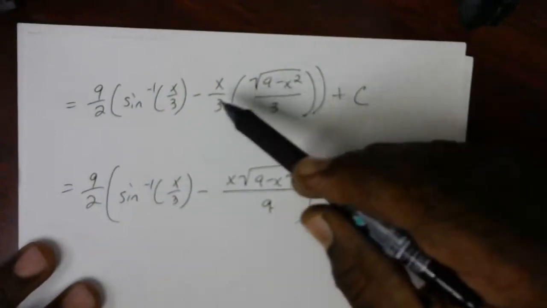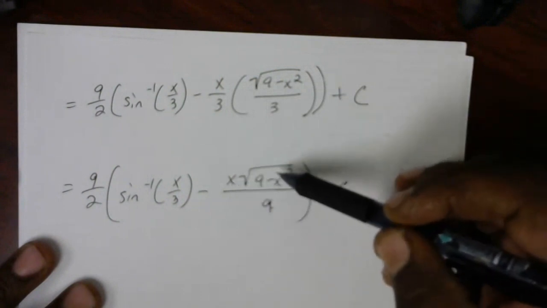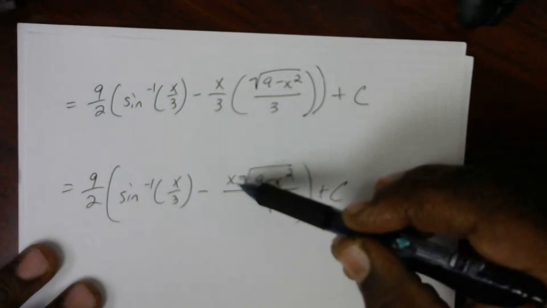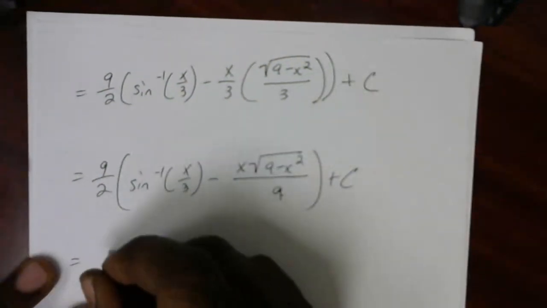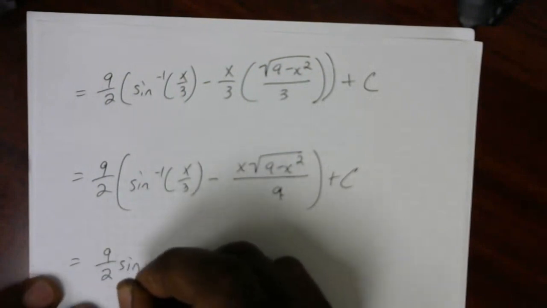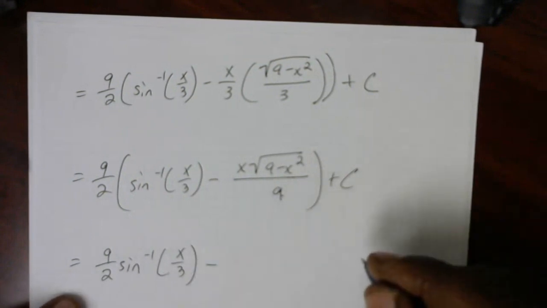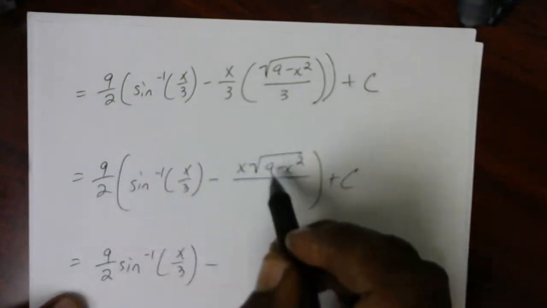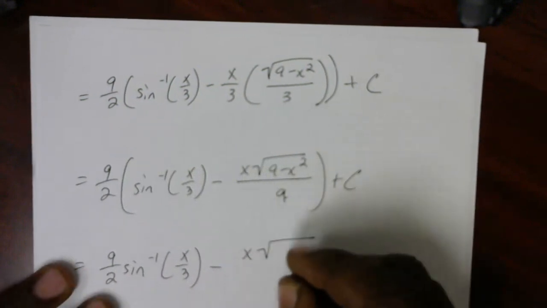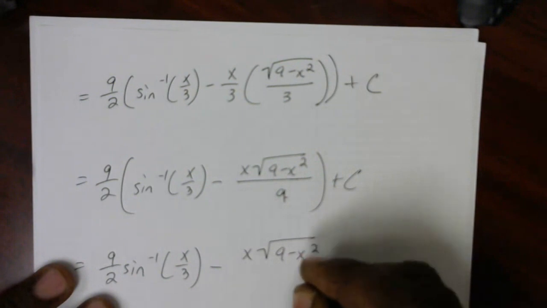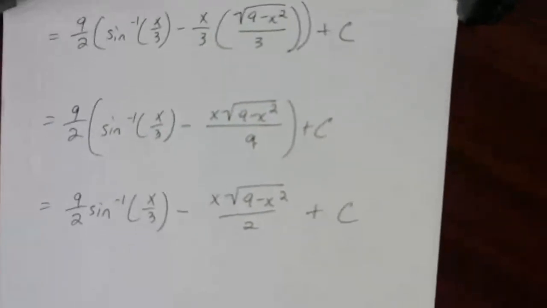All right, so notice when you multiply fractions, you just multiply the numerators, multiply the denominators, but I can't actually multiply x times anything in the square root. I could just simply write it in a product form. And then if you were to distribute, we have 9/2 times the arc sine of x over 3 minus, and when I distribute 9/2, my 9's will cancel, x times the square root of 9 minus x squared over 2, plus the arbitrary constant.